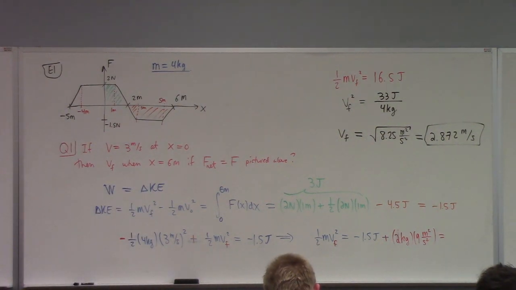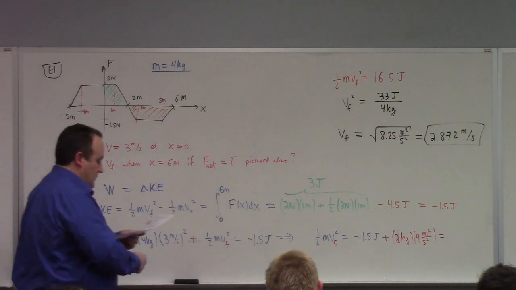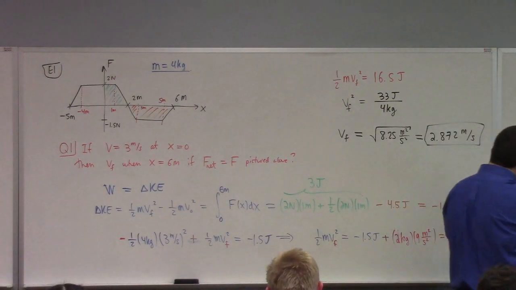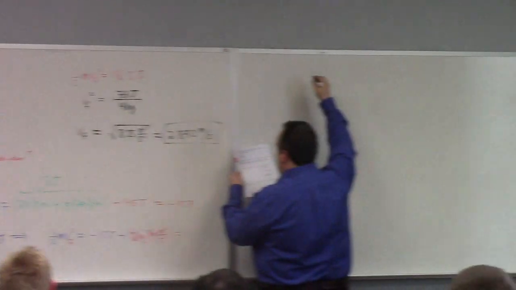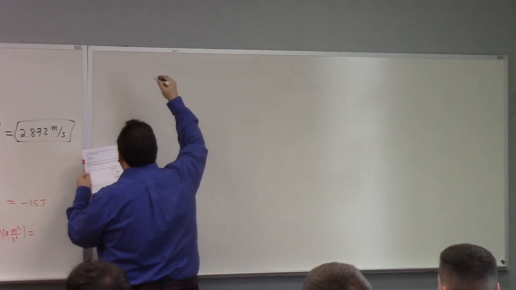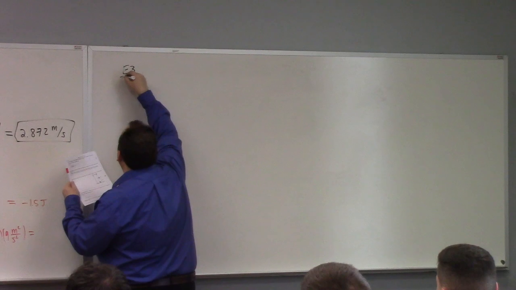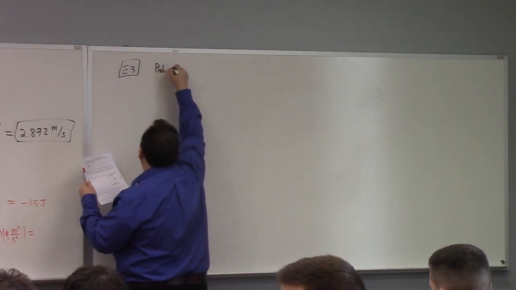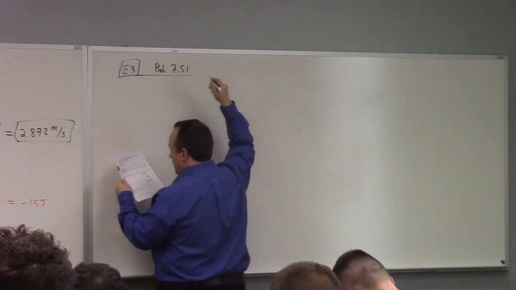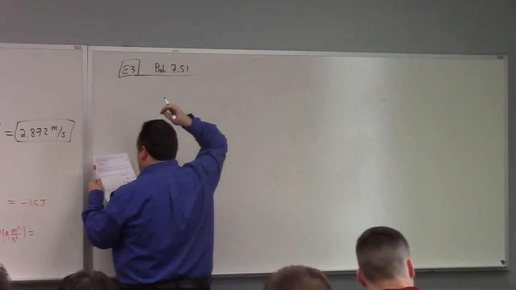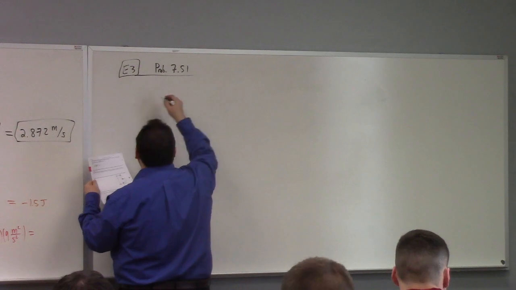Let me take a stab at another one of your Mastering kind of problems here. Here's the pulley problem. This is problem 7.51, Example 3. So you got two paint buckets connected by a lightweight rope. Let me draw a picture here.